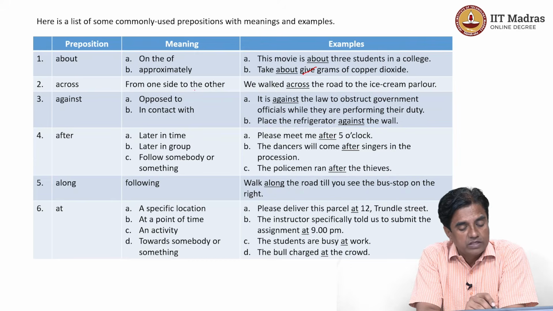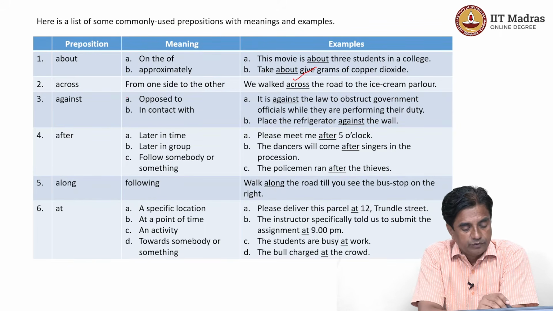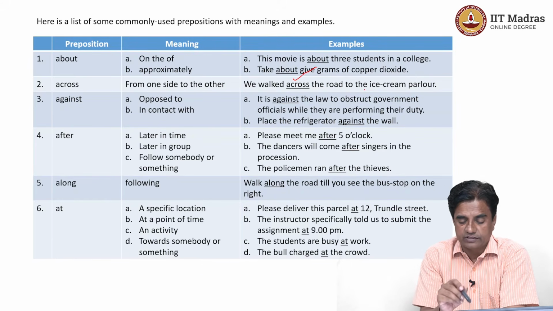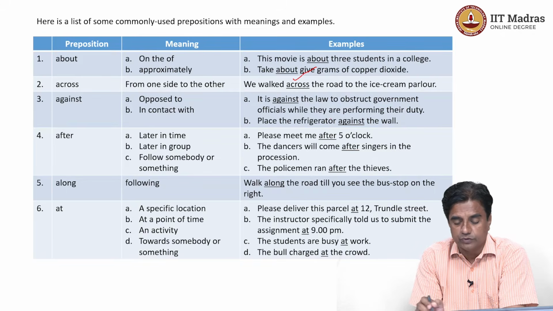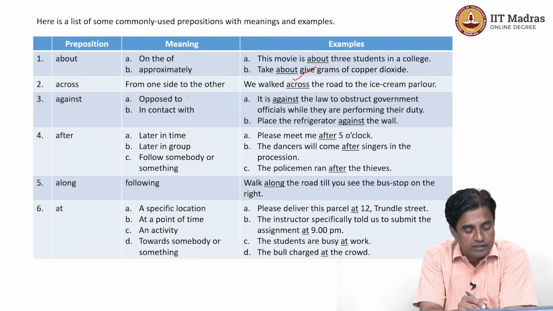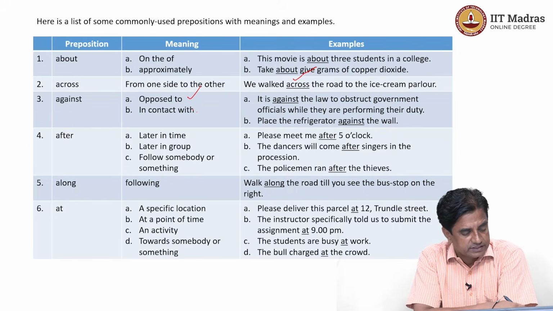Across: from one side to the other. We walked across the road to the ice cream parlor. So it's in the sense of crossing. We use against to mean opposed to and in contact with. It is against the law to obstruct government officials while they are performing their duty. See the other uses: place the refrigerator against the wall. So in contact with and opposed to, these are two uses. So we are only giving you some examples of these things.